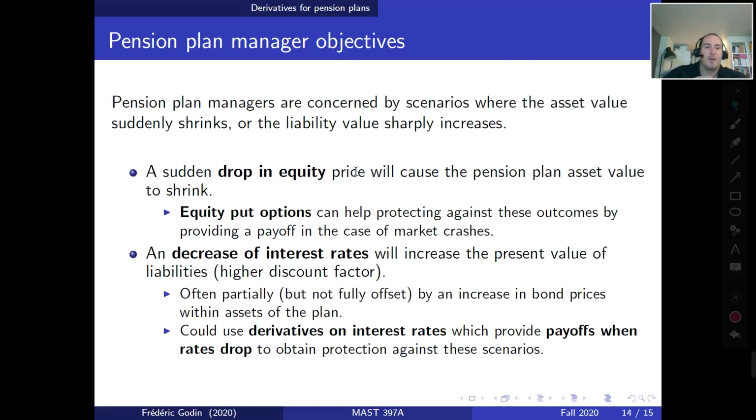So we can see that the pension plan managers are very worried about scenarios where either the asset value goes down or the liability value goes up. And we saw two deals which can protect them against these very unfortunate scenarios. The first would be to buy equity put options to protect the plan against a decrease in assets. The second scenario, which would be unfortunate, is a decrease in interest rates, and they can purchase interest rate options, or options providing payoffs related to interest rates, to protect themselves against this.